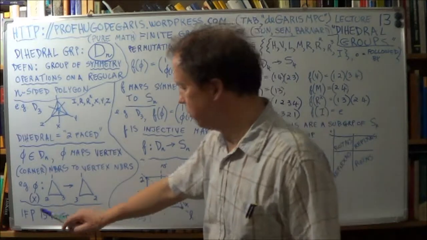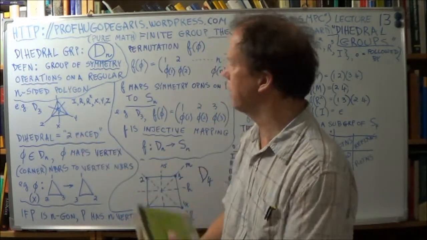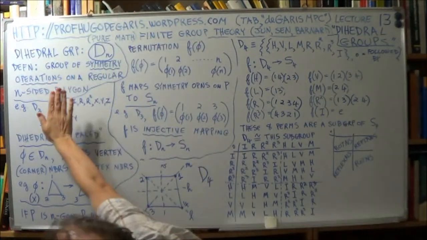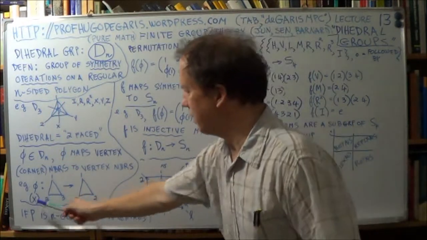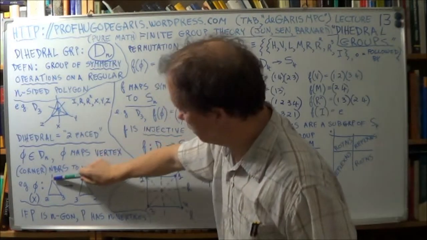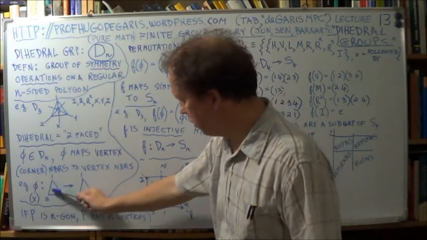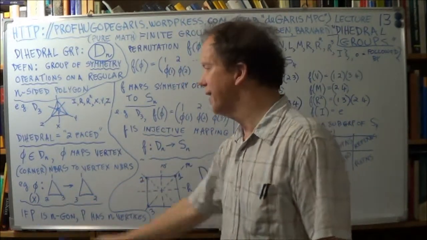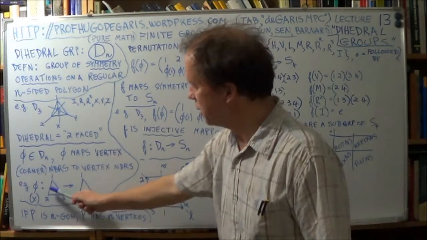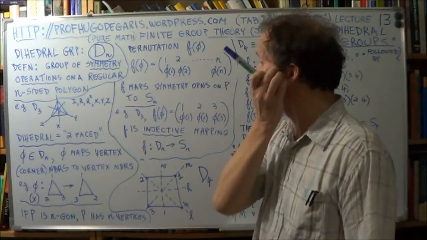If we perform, for example, symmetry operation X, this one, in other words, we're doing this. Vertex number 1 won't change, but these two will swap. So you go from this to this. So symmetry operation X takes you from this to this. That's one way of looking at things.